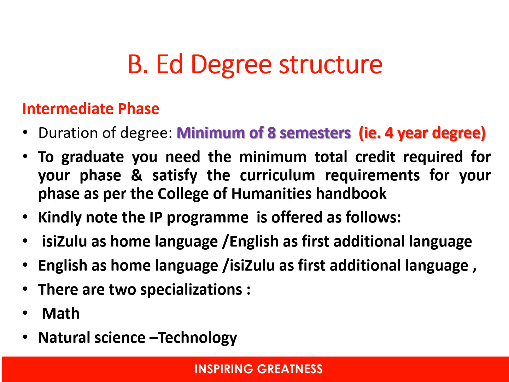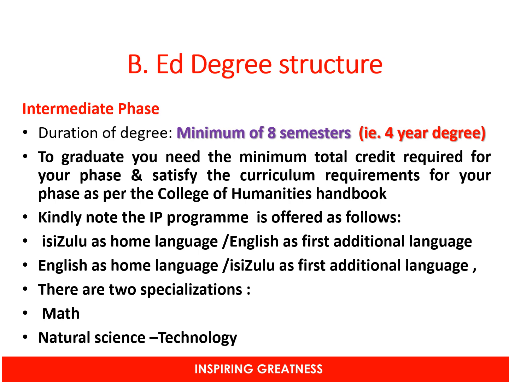However, you will also have to meet the program and the curriculum requirements for your phase, your stream, as per the College of Humanities Handbook and MRTEQ requirements. Please note that the intermediate phase program is offered in 2 language options. isiZulu as home language, meaning you will do English as a first additional language, or English as home language, with isiZulu being your first additional language.